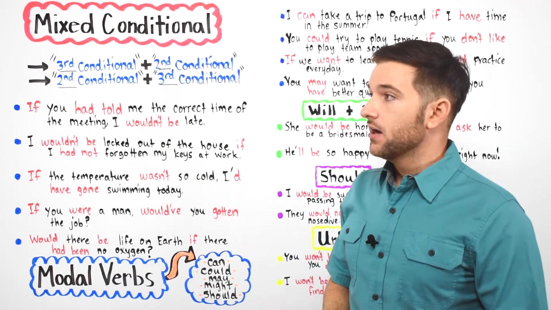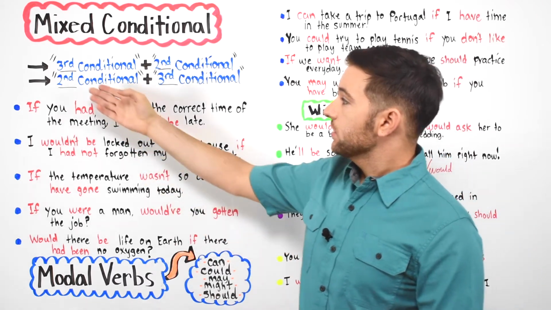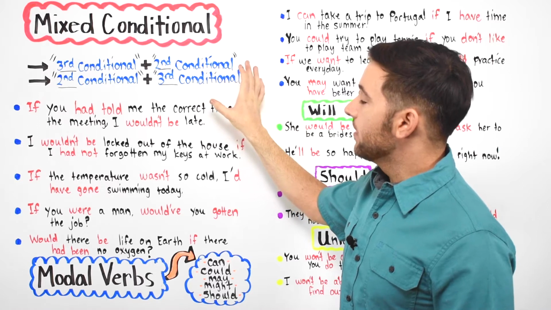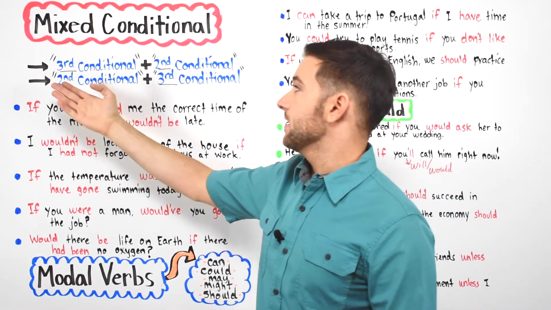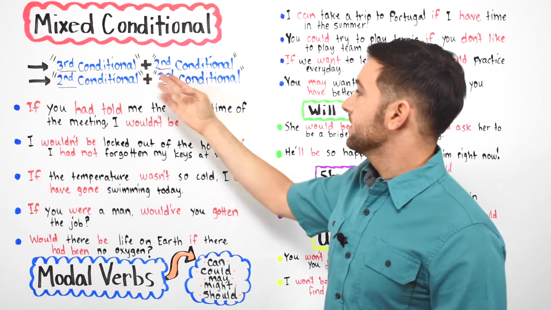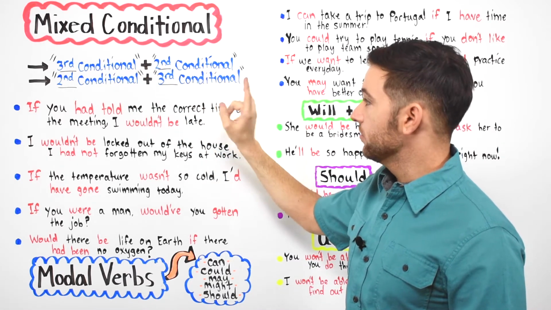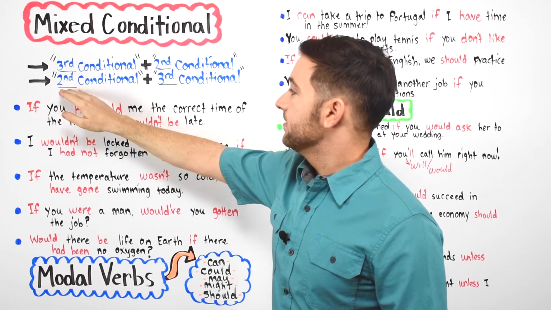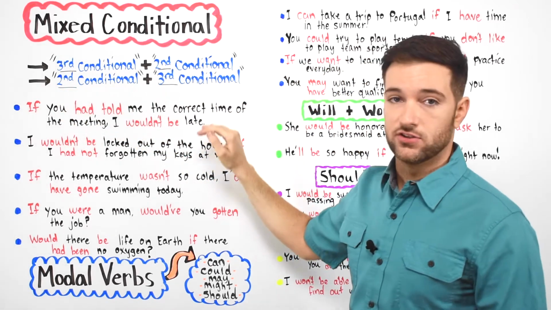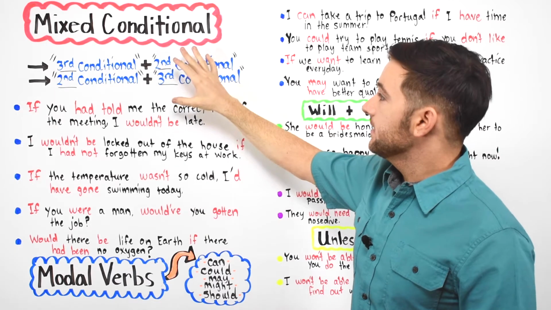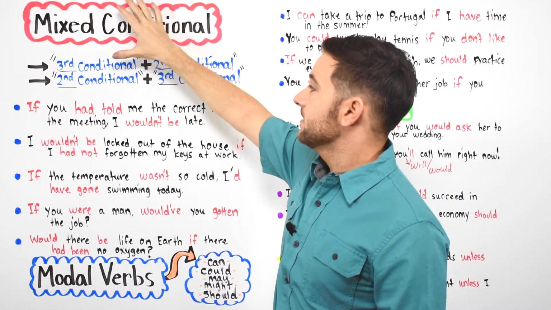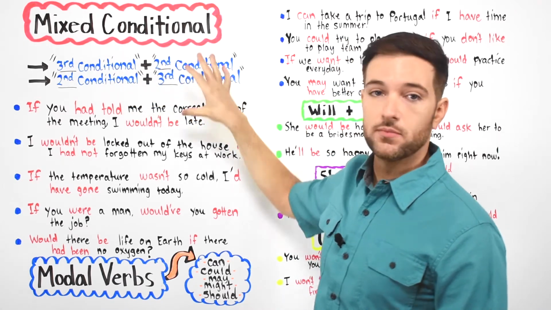Now, if you look here, we can see that the mixed conditional is made up of parts of the other conditionals. For example, you can have the third conditional plus the second conditional. Those two go together. Or you can swap it around and you have the second conditional plus the third conditional. Okay, and that basically makes up the mixed conditional. So the mixed conditional is comprised of this formula right here.